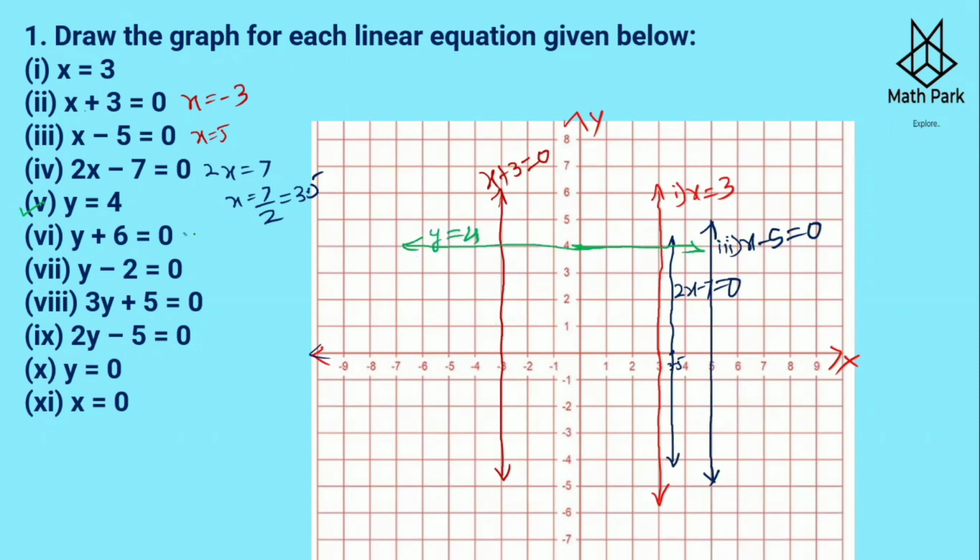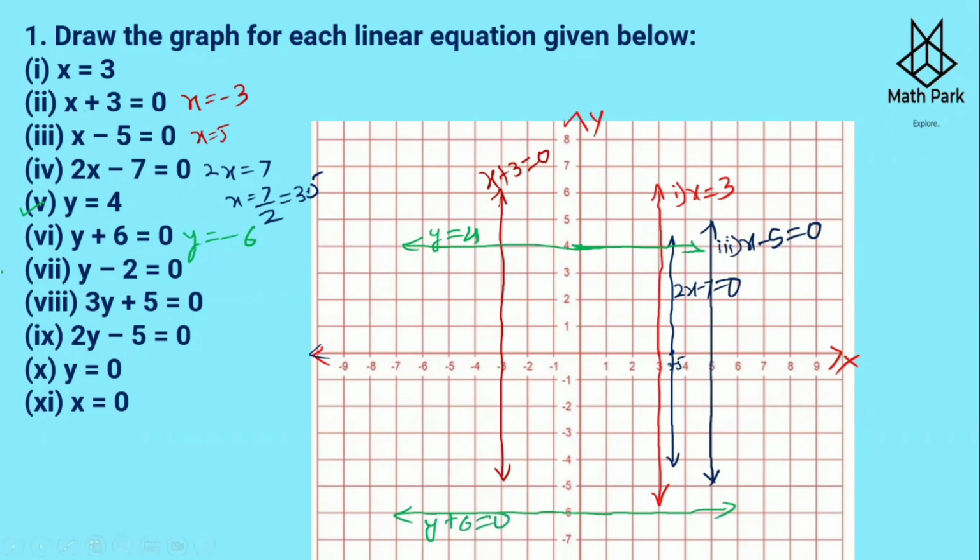Next, y plus 6 is equal to 0. So this is y is equal to minus 6. So y is equal to minus 6 is the line which is parallel to the x-axis. So this line is y plus 6 is equal to 0.